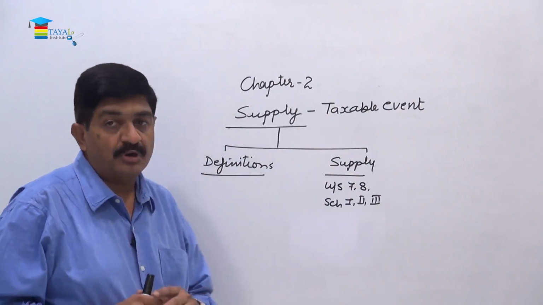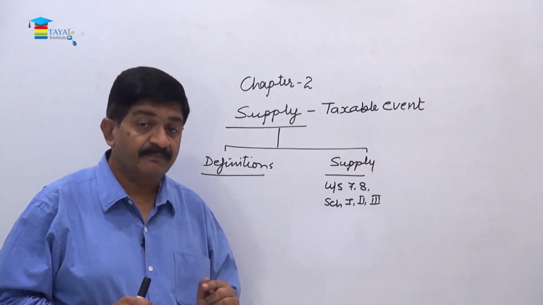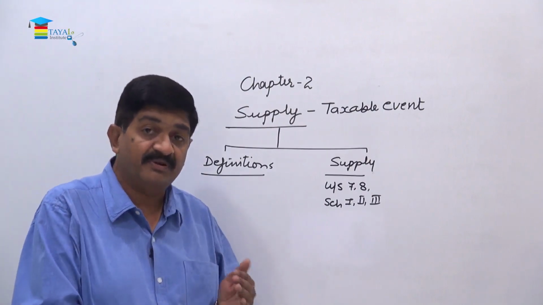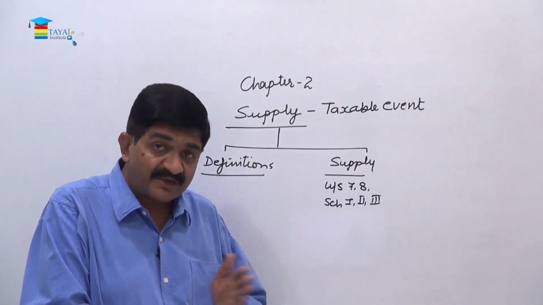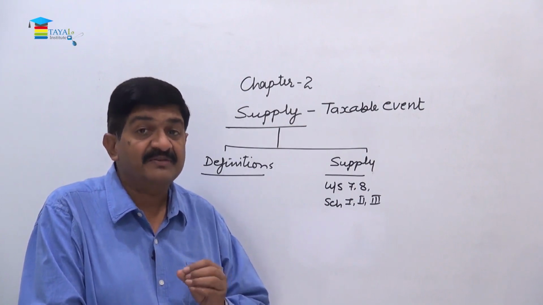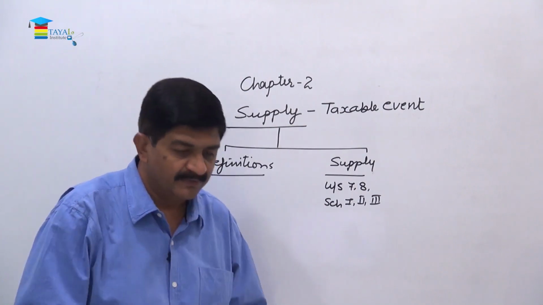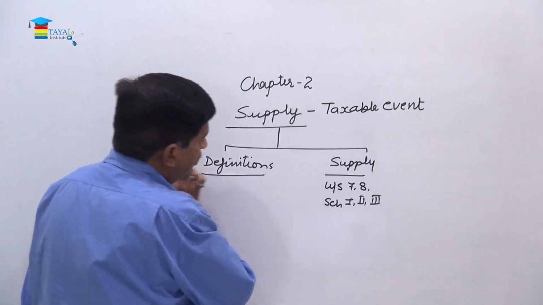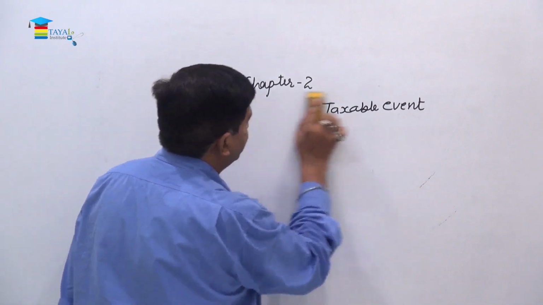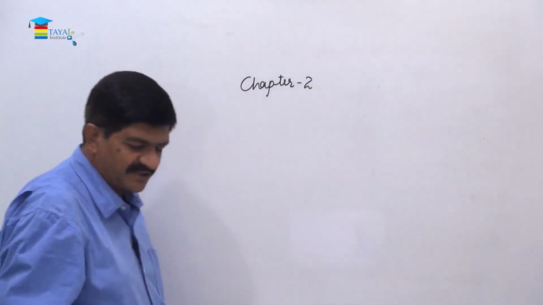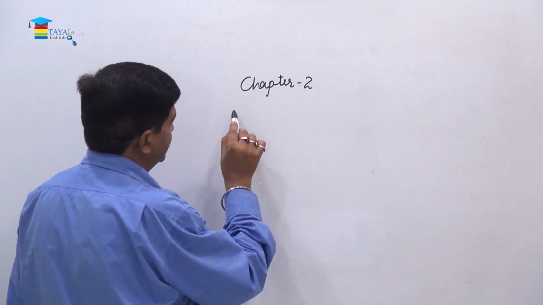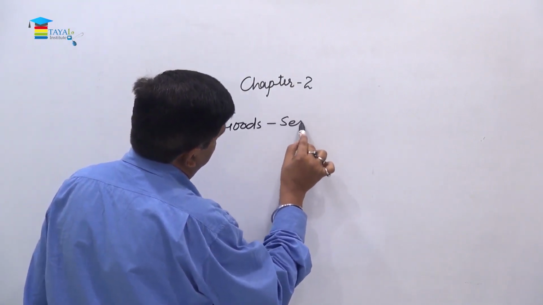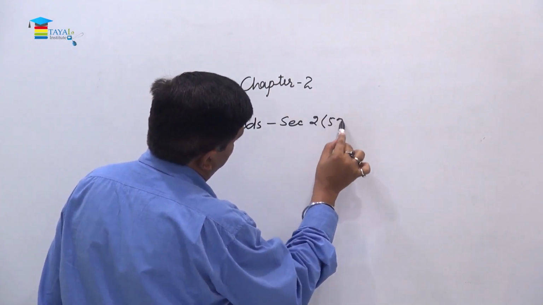First we have to talk about the definitions, because in every chapter you will find definitions, and lots of repetitive definitions have been given. So every time we will not talk about the definitions, but as and when necessary we will discuss that. In this chapter, the very first and relevant definition is goods. What is the meaning of the term goods for the purpose of this Act? The answer is very simple. This is goods under section 2, subsection 52.